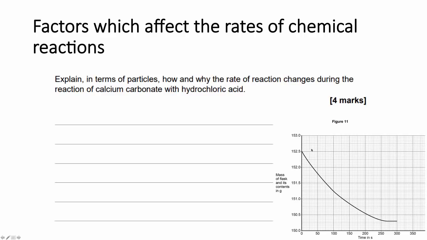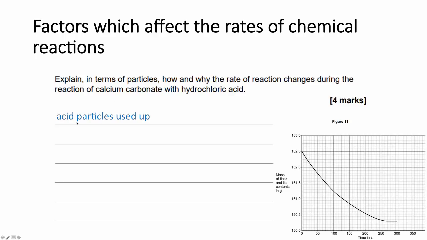And what we can see is initially the difference in the mass over time, that is the gradient, is steep at the beginning and then becomes shallower and shallower and then eventually becomes horizontal. That is, the rate at the beginning is high and then decreases and then eventually becomes zero. The reaction stops. And it's asking you to explain in terms of the particles how and why this occurs.